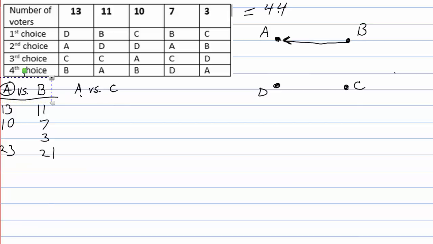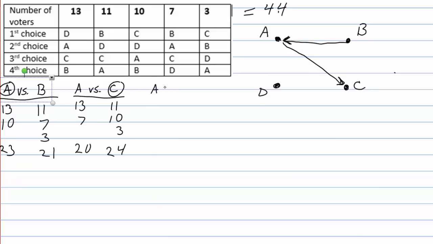So let's look at A versus C. In the first column, A is ranked ahead of C by those 13 voters, so A picks up 13 votes. In the second column, C is ranked ahead of A, so C picks up 11 votes. In the third column, C is ranked ahead of A, so it picks up an additional 10. In the fourth column, A is preferred over C, so A gets 7 votes. And in the final column, C is preferred over A, so C picks up 3. So A in this case has a total of 20 votes, where C controls 24. So in that case, C is the winner, and we draw an arrow from A to C.